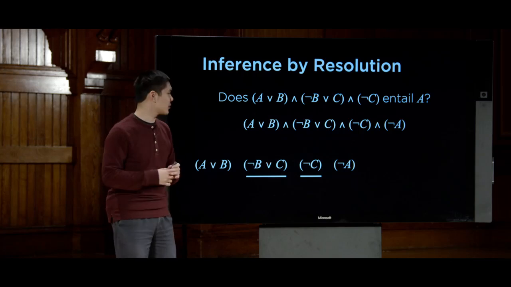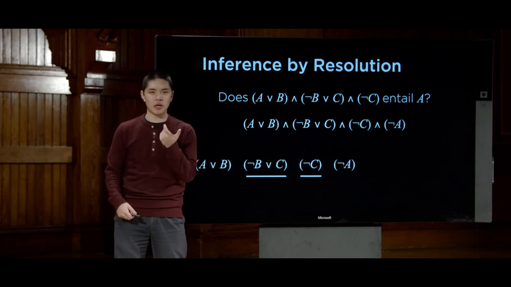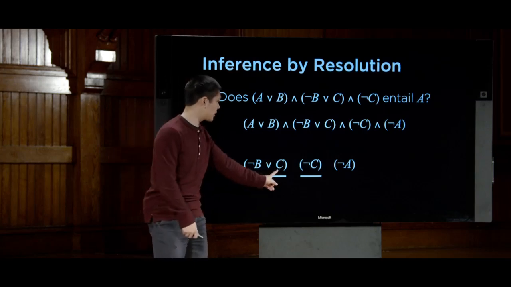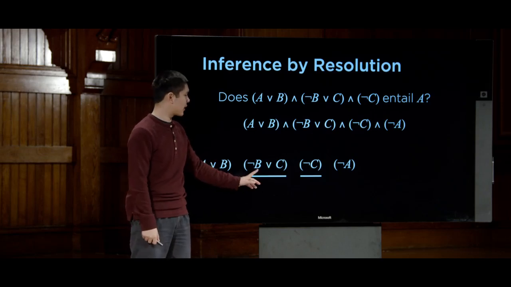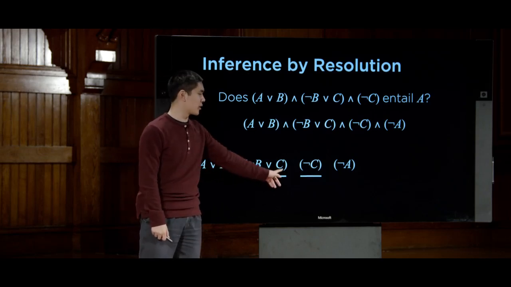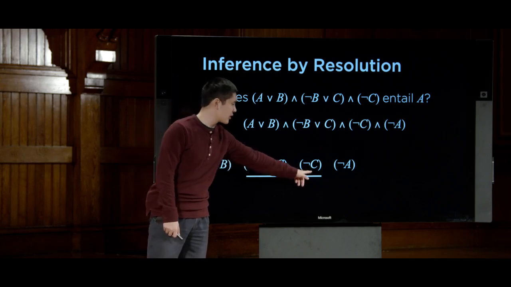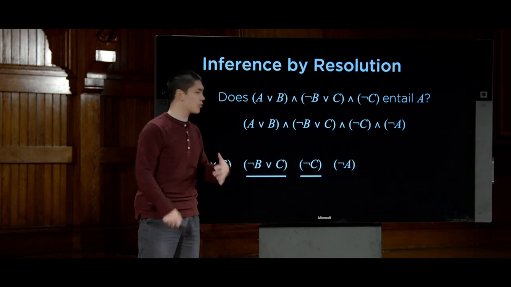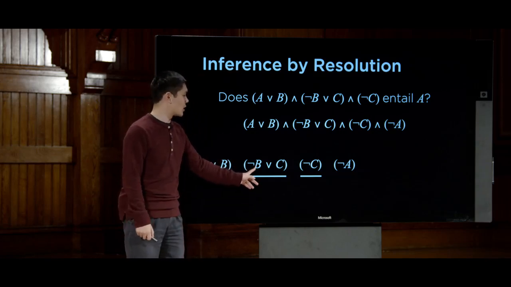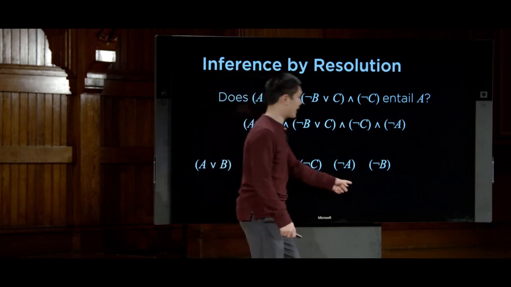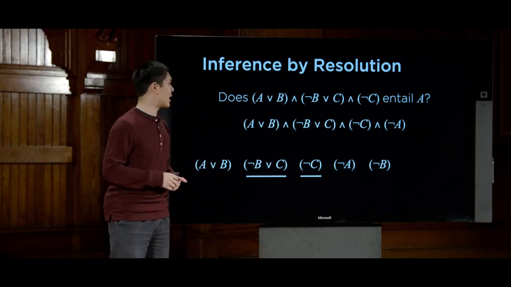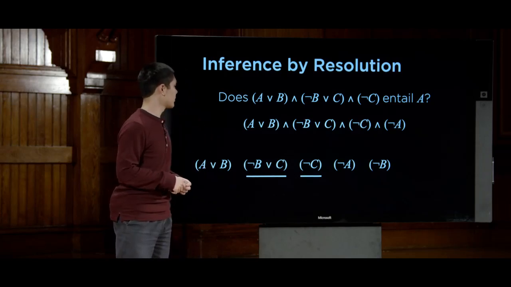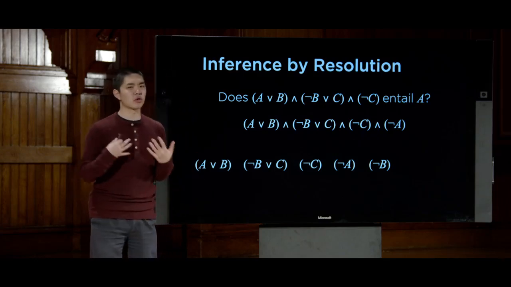I can resolve them because there are complementary literals that show up in them. There's a C here and a not C here. So just looking at these 2 clauses, if I know that not B or C is true, and I know that C is not true, well, then I can resolve these 2 clauses to say, all right, not B, that must be true. I can generate this new clause as a new piece of information that I now know to be true. And all right, now I can repeat this process, do the process again.